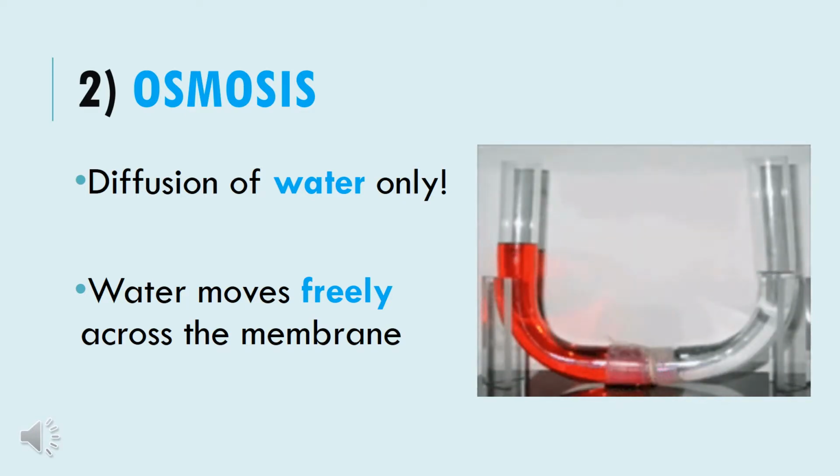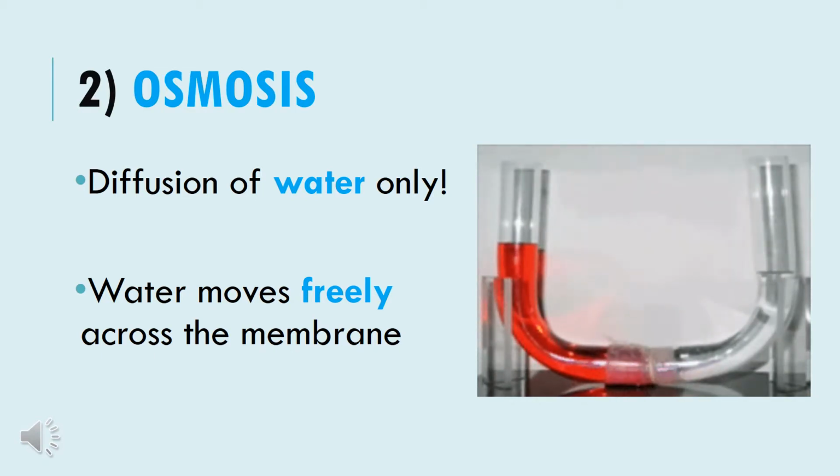The second type of passive transport is called osmosis. Osmosis is a specific type of diffusion, the diffusion of water only. Nothing else will use osmosis. No other molecule, no other chemical will use osmosis to go into or out of the cell.